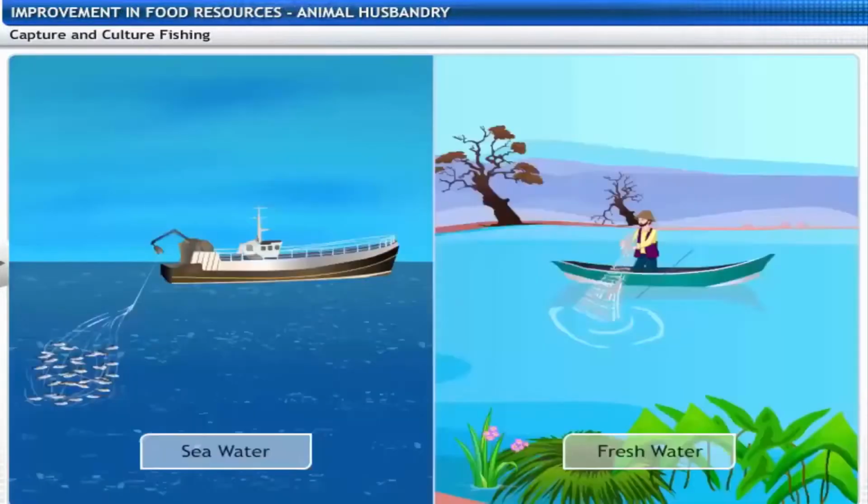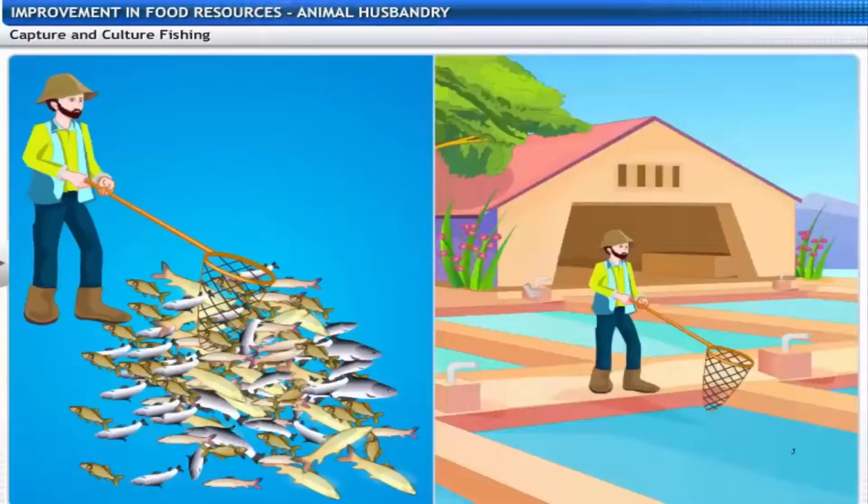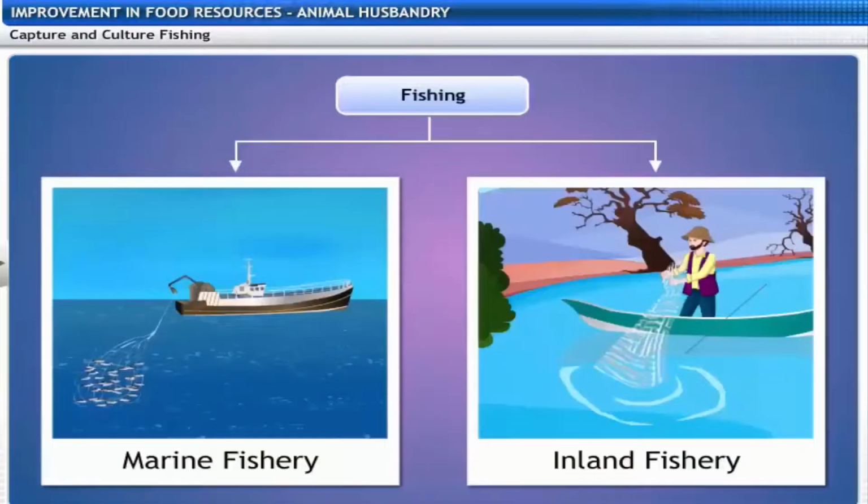Capture fishing involves obtaining fish from natural resources like seawater or freshwater, such as rivers and ponds. Culture fishing involves culturing the fish in small enclosures. Fishing is classified into two types depending upon the resources used for fishing: marine fishery and inland fishery.